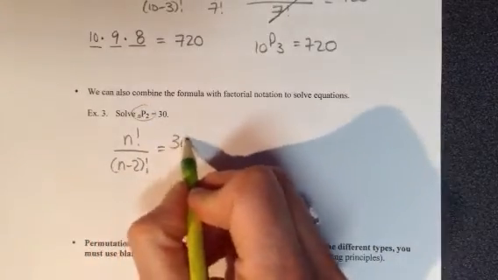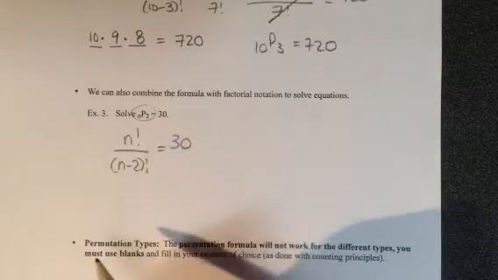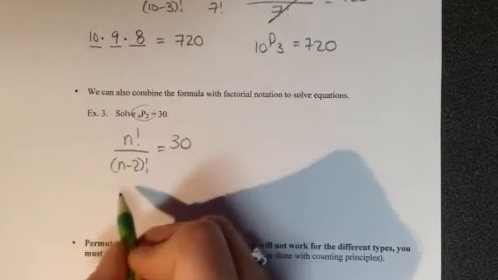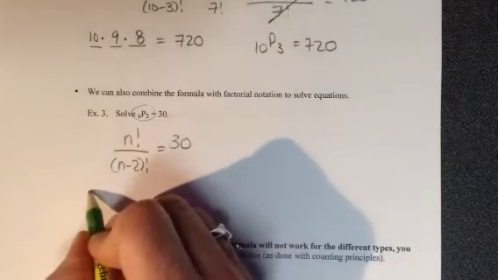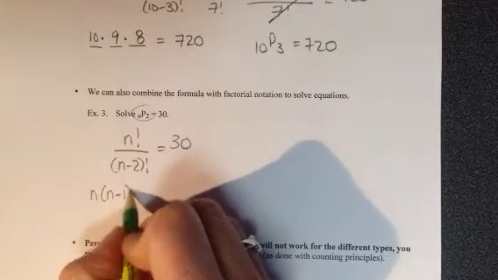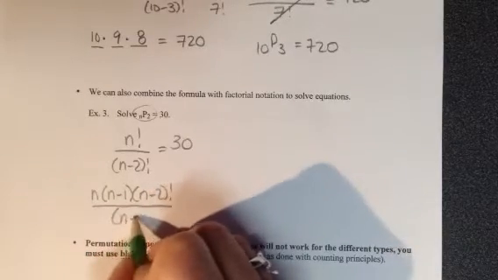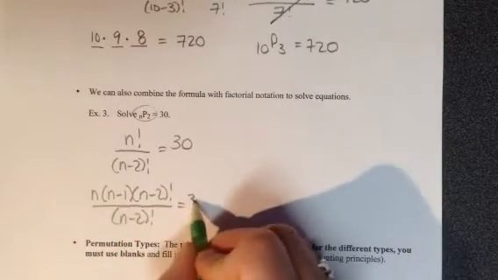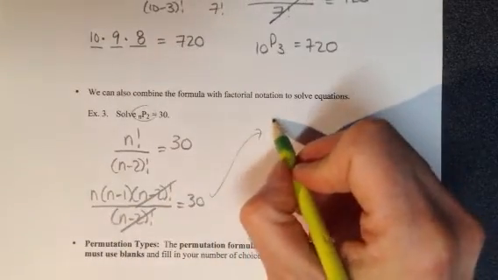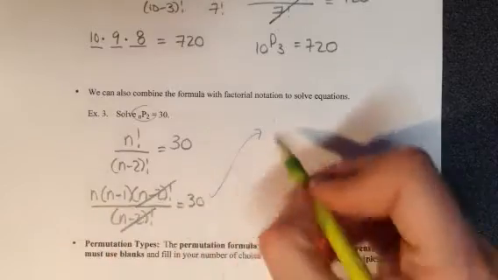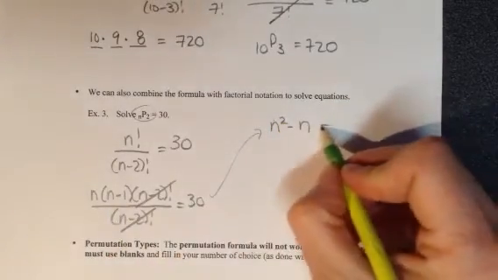is equal to 30. I'm going to now do some expansion like you did in the first lesson on your own, and I'm going to remember when you expand you always subtract 1 when you're expanding factorial notation. So I'm going to get n times n minus 1 times n minus 2 factorial. That's good news because n minus 2 factorial is also in the denominator and those are going to reduce. That's now going to leave me with, I'm going to simplify this, distribute my n, get n squared minus n, that equals 30.